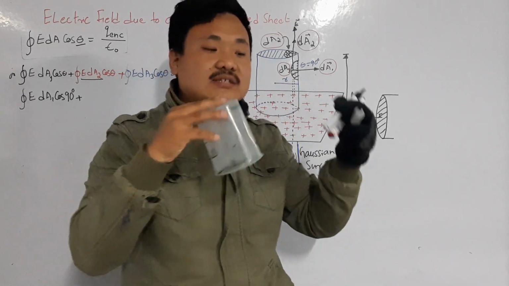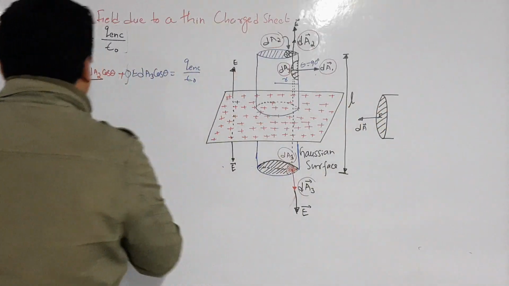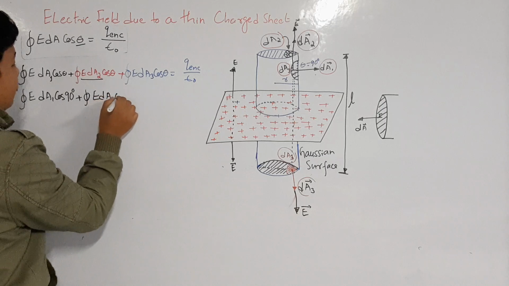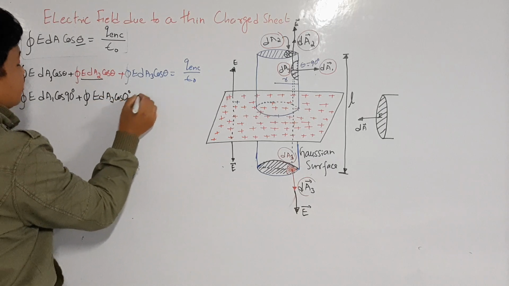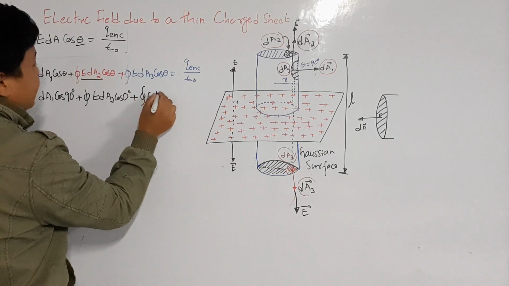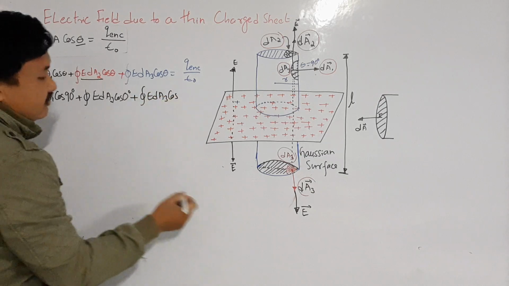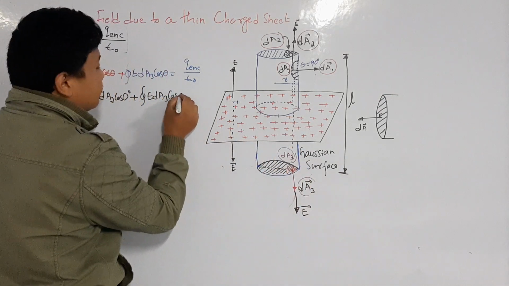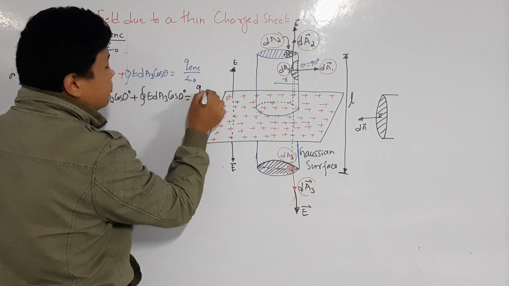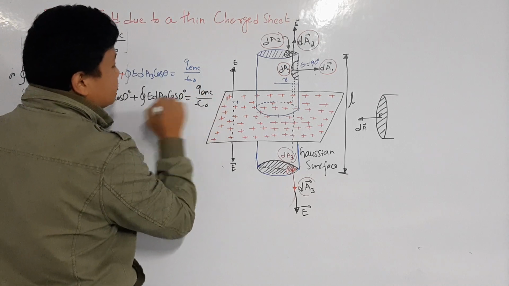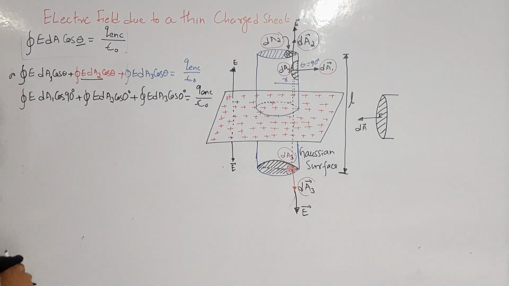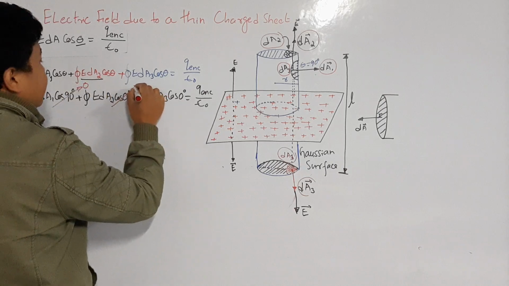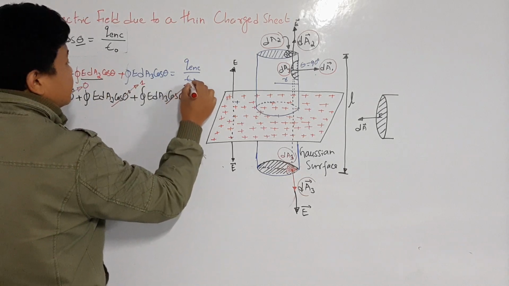The angle between them is 0 degrees. So here I will write integration dA2 cos 0 degrees plus integration dA3 cos of, if you see here, electric field going downward and area vector is also going downward, so also 0, equal to Q enclosed by epsilon naught. Right. So how much is cos 90? Cos 90 is equal to 0 and cos 0 degrees is 1.